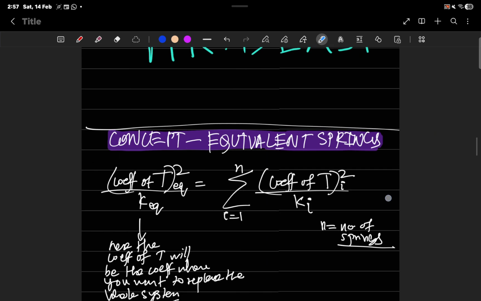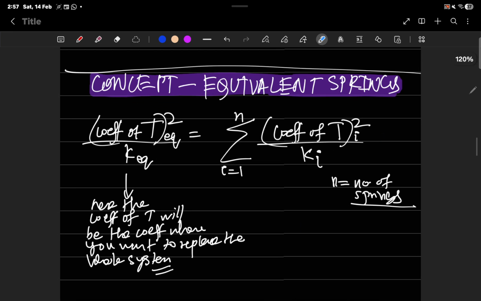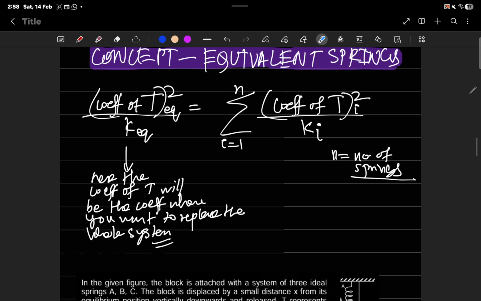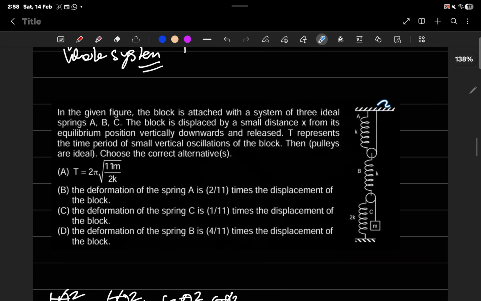So let's start. This concept is usually important for SHM and any other spring problem which you may see in NLM or any other chapter. So it's the concept of equivalent spring. What we are trying to do here, basically, first I'll show you a question and then what we're doing to simplify it. So suppose we take an example of this question right here.